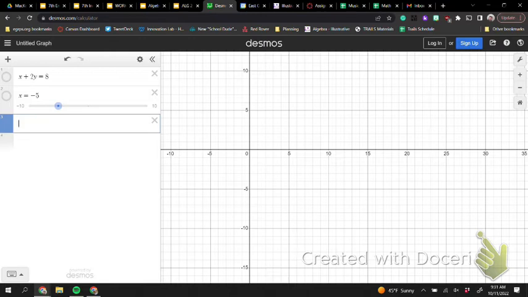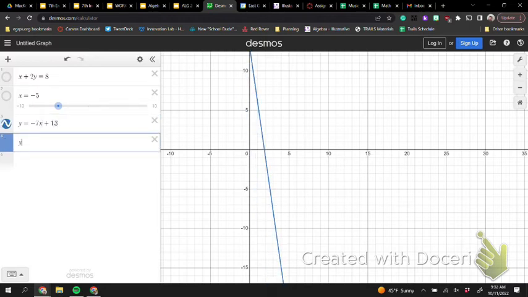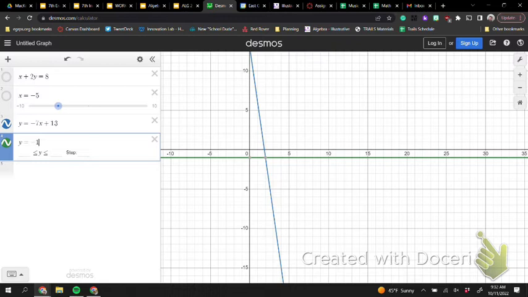Micah, hook me up. Y equals -7x plus 13. Okay, and what's the next one? Y equals -1. Okay, the solution to that is 2, -1. So for problem 2, the solution is 2, -1. That's the intersection of the two lines. That's the solution to the system. 2, -1. All right, problem 3.